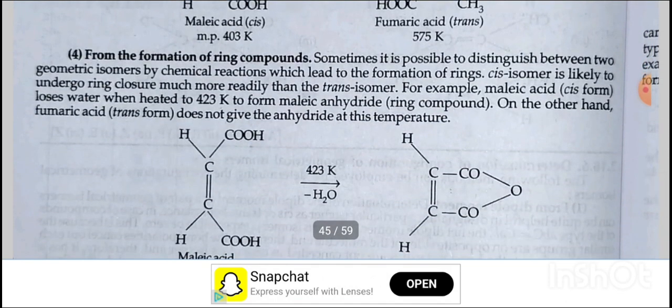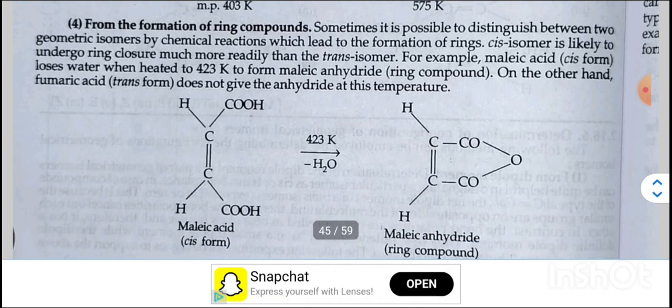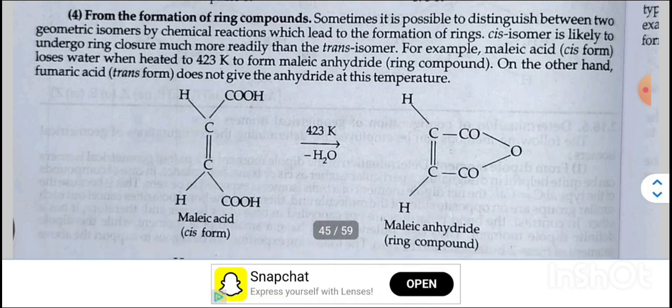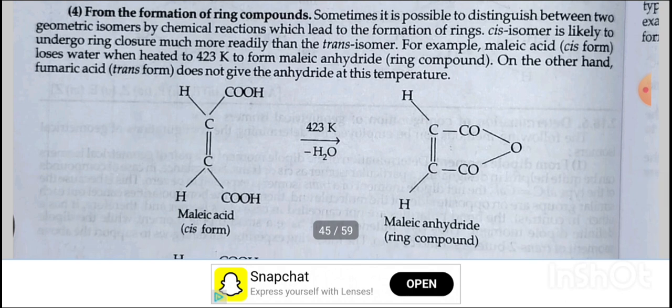From the formation of ring compounds. Sometimes it is possible to distinguish between two geometrical isomers by chemical reactions which lead to formation of rings. Cis isomers are likely to undergo ring closure much more readily than the trans isomers. For example, maleic acid, the cis form, loses water when heated to 423 Kelvin to form maleic anhydride, a ring compound. On the other hand, fumaric acid does not give the anhydride at this temperature.